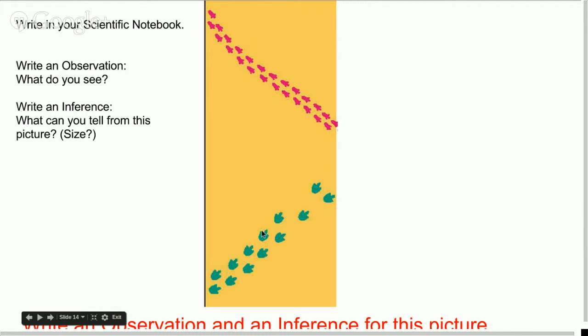All right, so maybe the size of the footprints, maybe what type of creatures these are, or if they're creatures at all. Okay, so what do you see? And then what can you infer? Go ahead and pause it, write down an observation and an inference. Okay, let's have a look at the next picture.